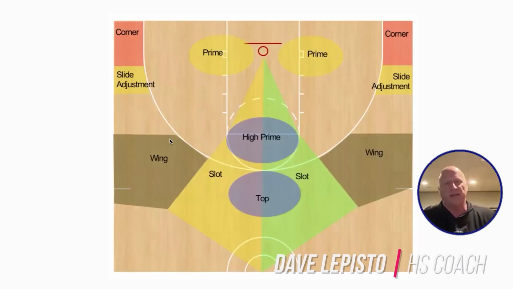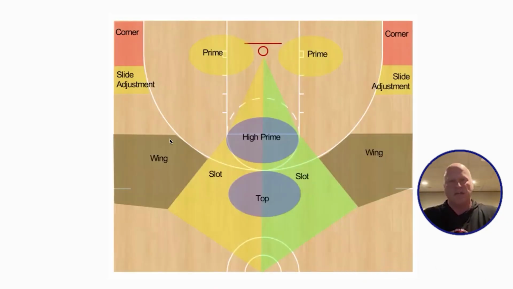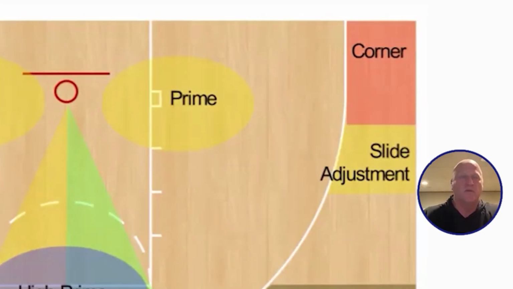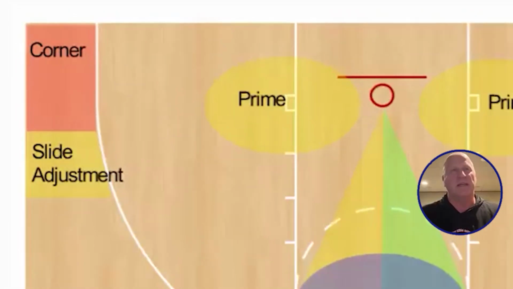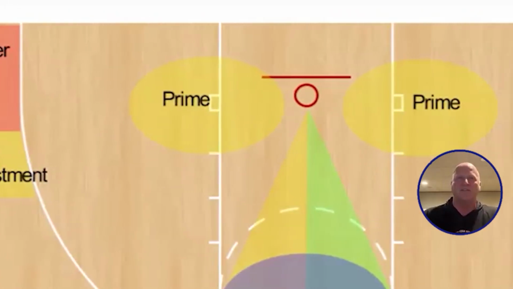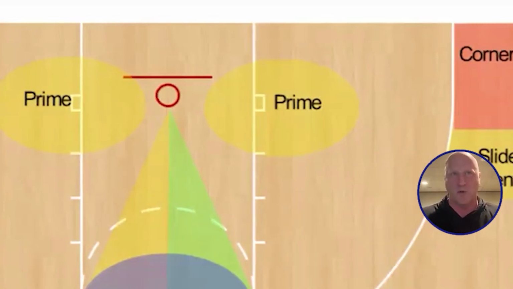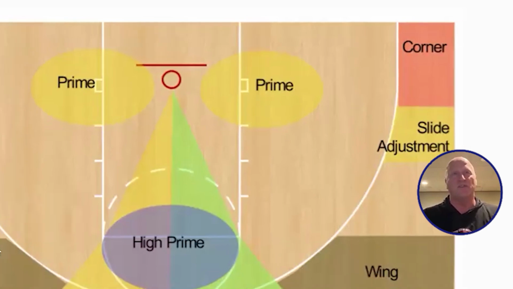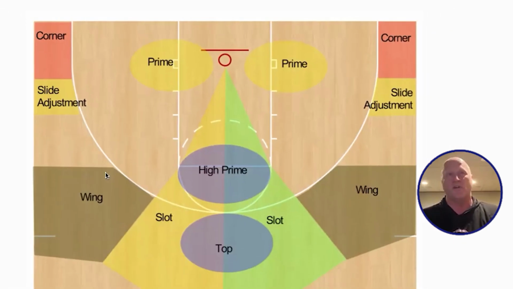Here's our spacing template. And again, this is us on offense. Any of these spots can be filled in transition, in man, or versus zone. It does not matter. We're going to get those corners filled. We're going to have a 45 filled the wing. And then the other two are going to play in space. And then we just constantly fight our kids to get them to sprint corners. This year they did really well. And again, regardless if it's a 2-3, 3-2, 1-3-1, or man, this all stays the same.